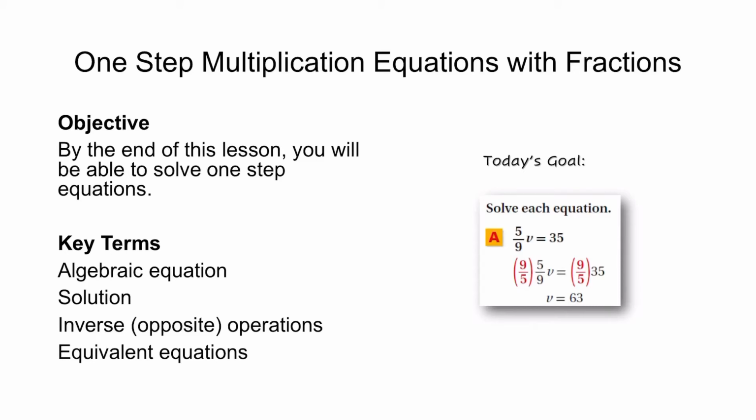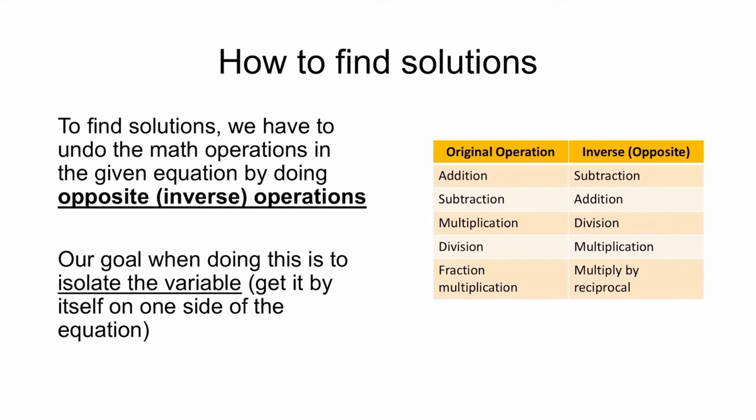In this video, we're going to talk about how to solve one-step equations with fractions. So remember, when we're trying to find solutions, we need to undo the math operations in the original equation by doing opposite or inverse operations. The opposite of multiplying by a fraction is to multiply by the reciprocal. So that's how we're going to undo fraction multiplication whenever we see that in an algebra problem. Keep in mind that our goal when we're doing this is to isolate the variable. We want to get the variable by itself on one side of the equation.